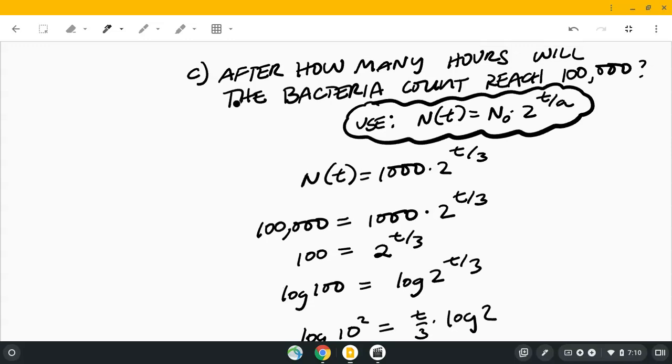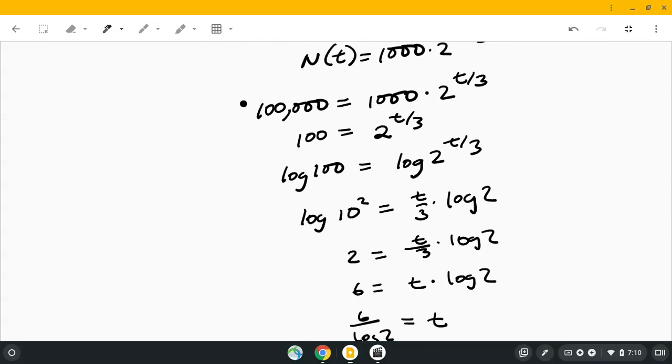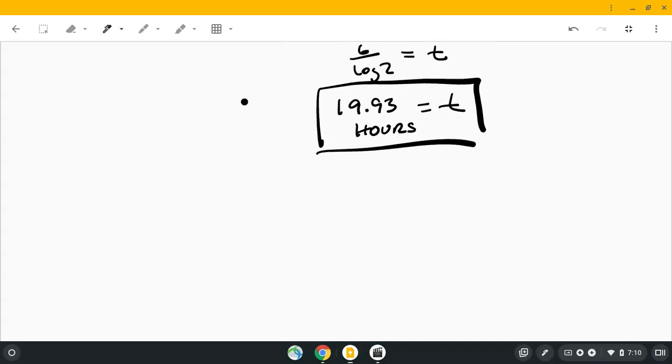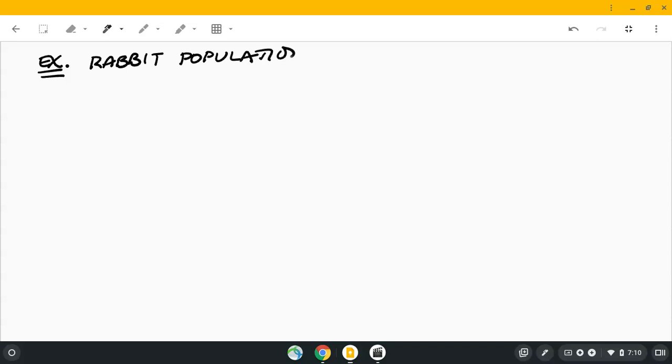Bacteria growth is not the only place where we use exponential functions to model it. Population growth is also one of them. So let's take a look at this next example where we look at rabbit population. Population growth in general behaves exponentially. So let's take a look.